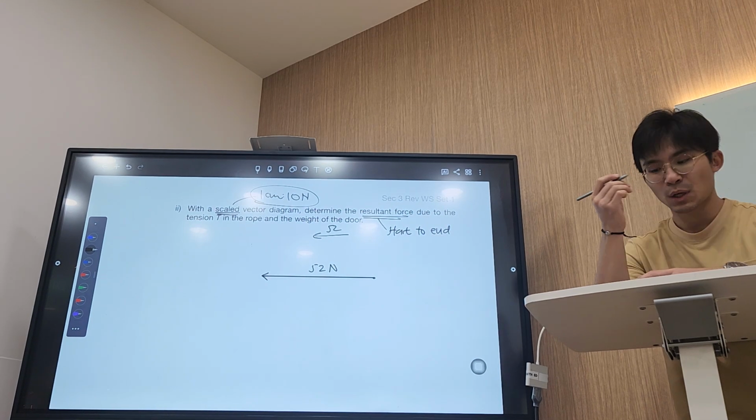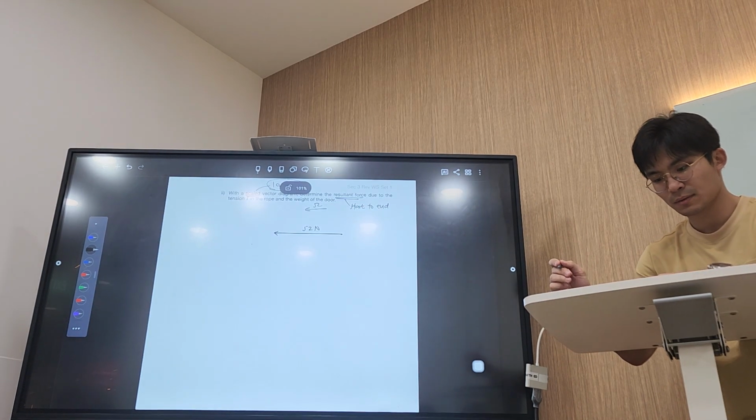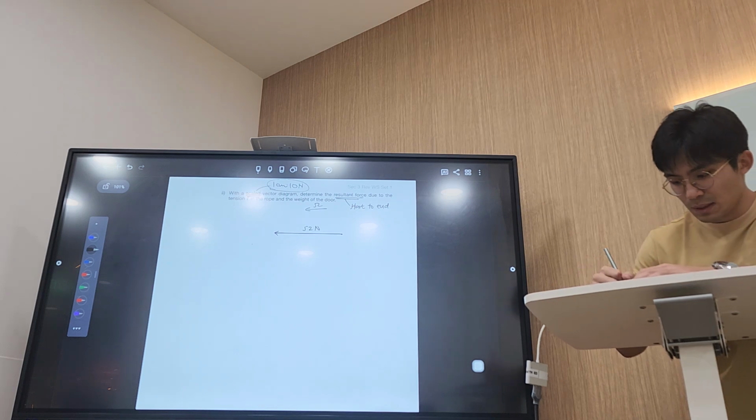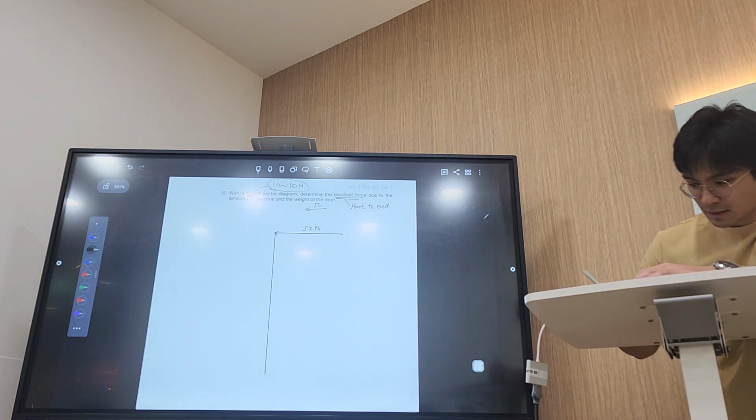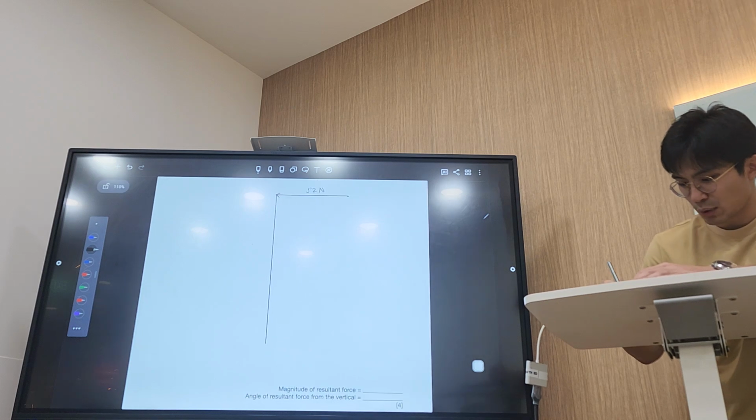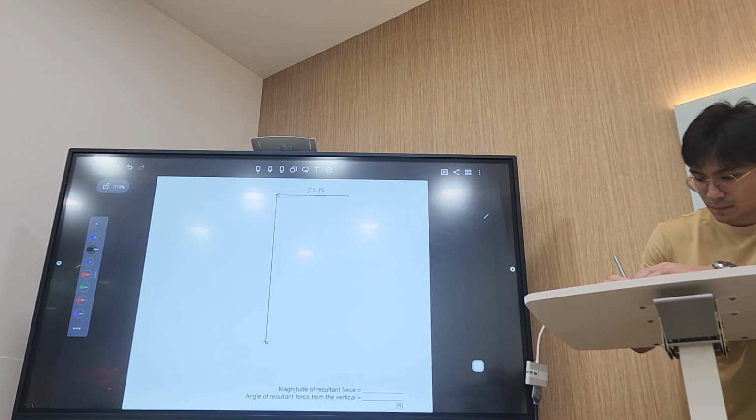Yes, 14.8. So how long should the line be? 14.8 cm down. Okay, it's going to be a long one. I don't have a ruler. You guys have, please use it. 14.8 cm.